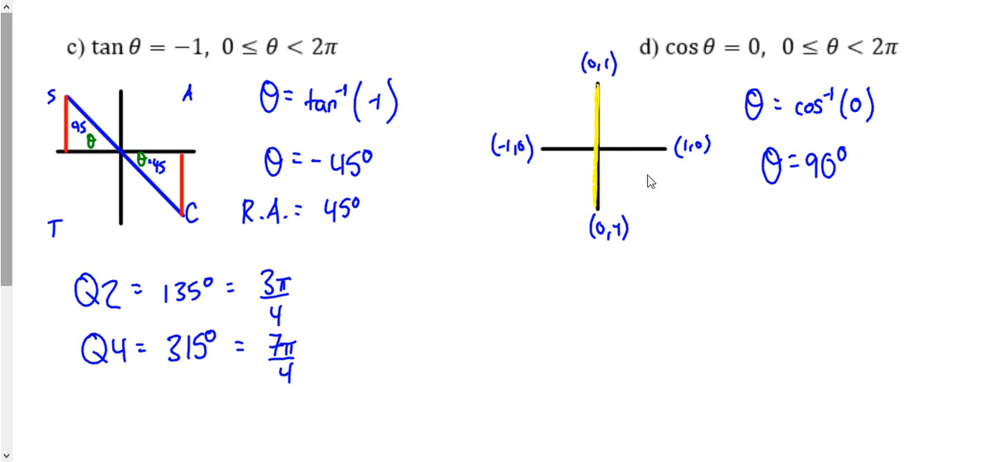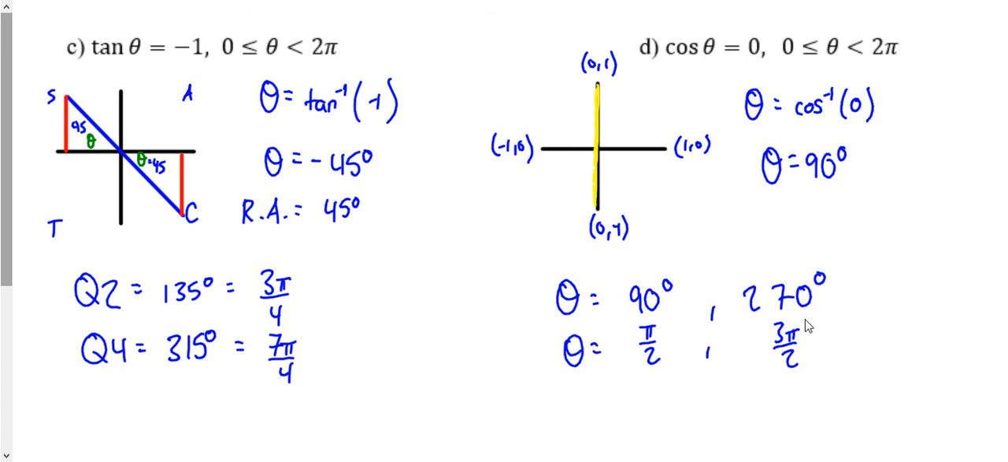Down here, that's exactly on our y-axis still, so that's going to be 270 degrees. So we can say theta is equal to 90 or 270 degrees. There we go. In terms of radians, this is pi over 2 or 3 pi over 2. There we go. And that was just simply done by converting these angles.